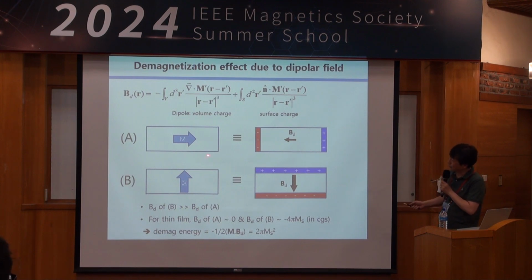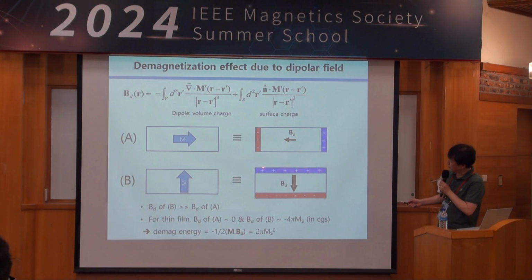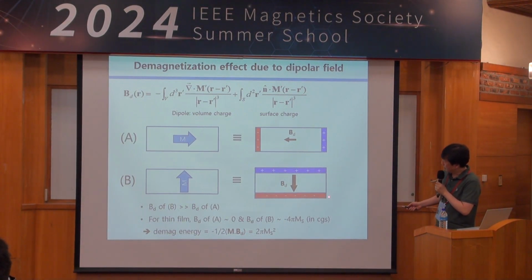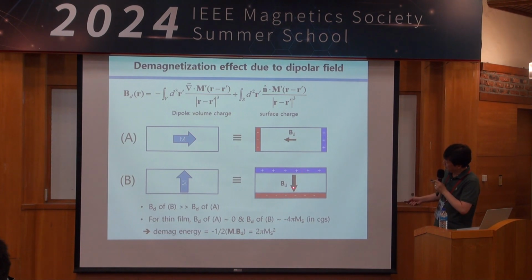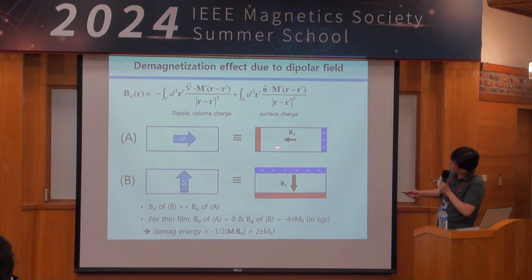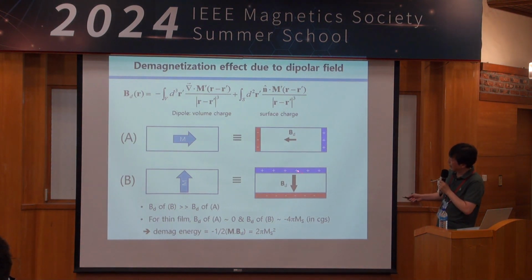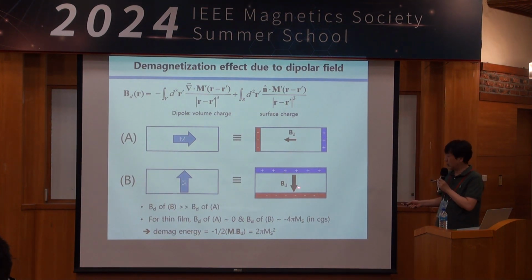And you can do the same thing for a different magnetization orientation. Here you have a positive charge here, and here a negative magnetic charge there. Then you have a magnetic field along the thickness direction. In this case, the lateral length is much larger than the thickness, meaning that this field magnitude is much larger than this one. In other words, this acts like a hard axis field.